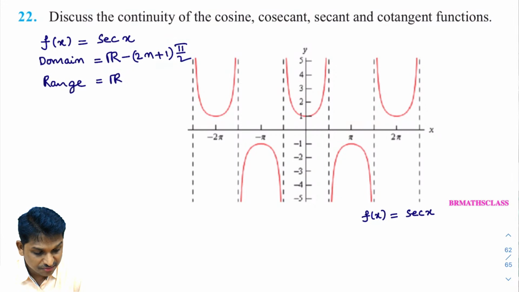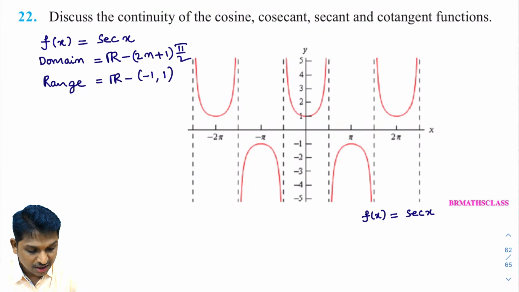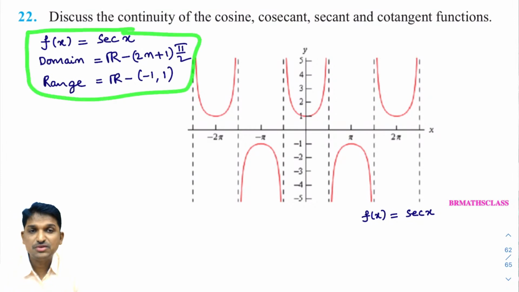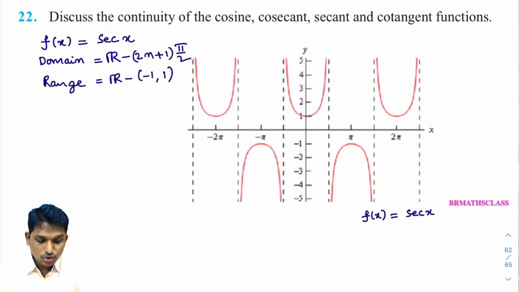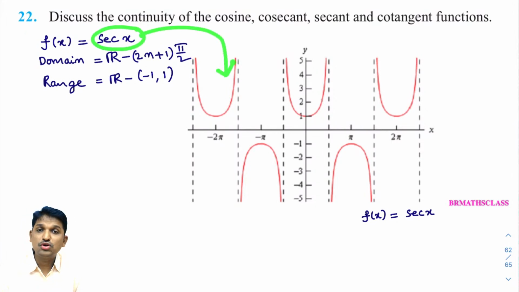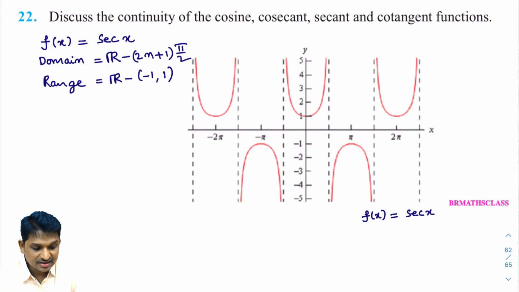What is the range of this function? Range of this function is all real numbers except open interval minus 1 comma 1. If you understand these things, very good. Otherwise you need to memorize. To discuss continuity of the secant x function, first you need to know how to draw the graph of secant x, or else memorize it. Secant x is not defined whenever x is an odd multiple of pi by 2. Secant pi by 2 is not defined. You observe pi by 2, 3 pi by 2, minus pi by 2, minus 3 pi by 2. At these points, this function is not defined.